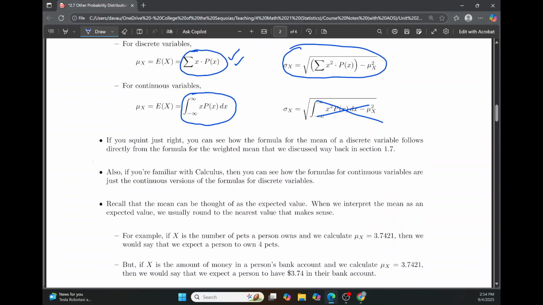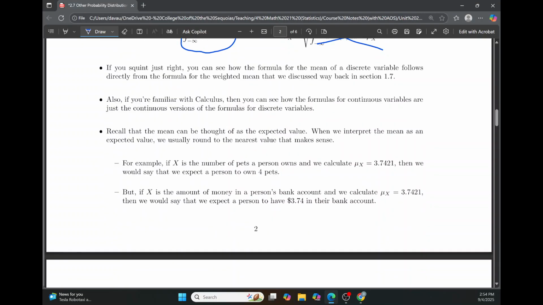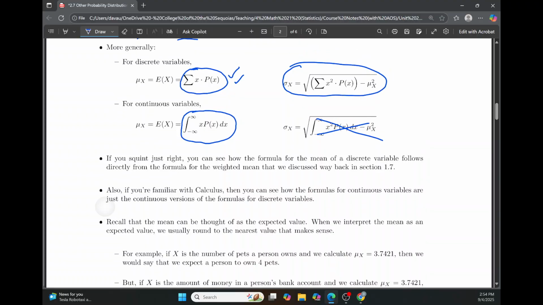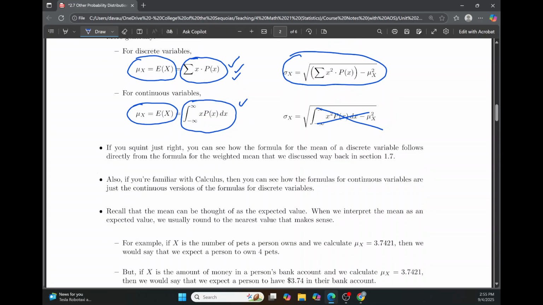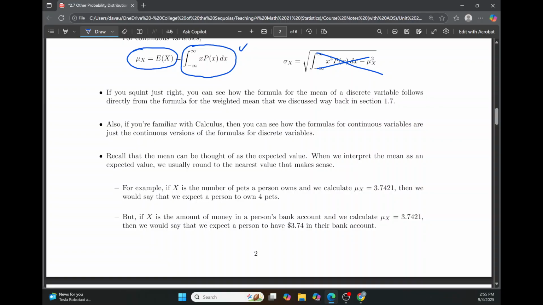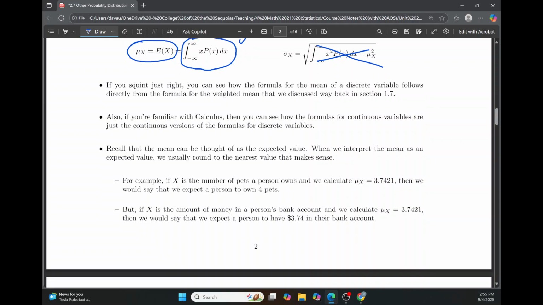One thing that I do want to remind you of is that the mean can be thought of as the expected value. In fact, notice that when I gave the formulas up here, I'm saying the mean equals the expected value, and they're both given by the same formula, because they're the same thing. So we can think of the mean as the expected value. The reason I bring that up is that when we interpret the mean as an expected value, we're usually going to round to the nearest value that makes sense.